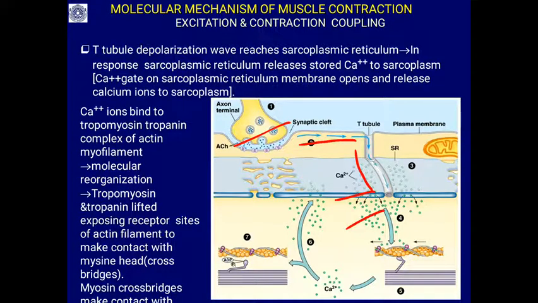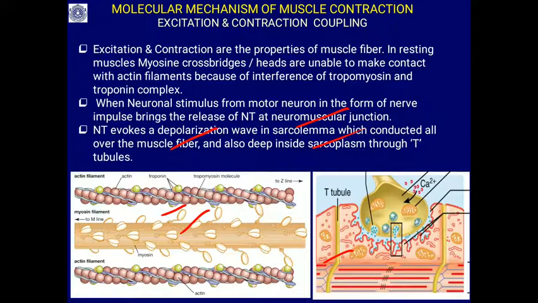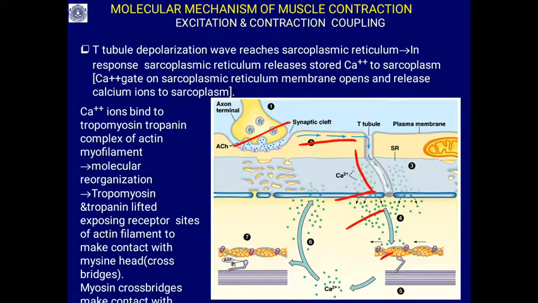Sarcoplasmic reticulum releases calcium ions. These calcium ions bind with the tropomyosin-troponin complex, so that the tropomyosin and troponin are no longer in contact with the actin, and the cross bridge can now make contact with the actin filament. Once a cross bridge makes contact, it pulls the actin towards the center. So all these are the sequential reactions that you see.